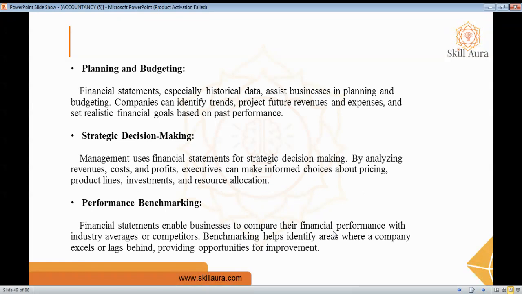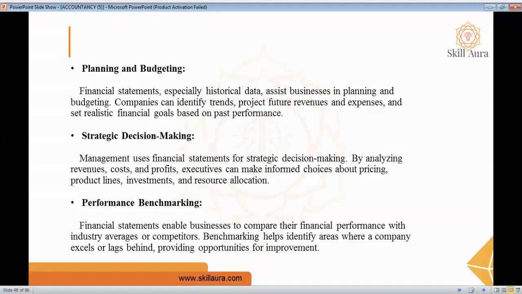The next one is planning and budgeting. Here, with the help of financial statements, we can plan for the future and also budget for the companies. These companies can identify trends, project future revenues and expenses, and set realistic financial goals based on past performance.